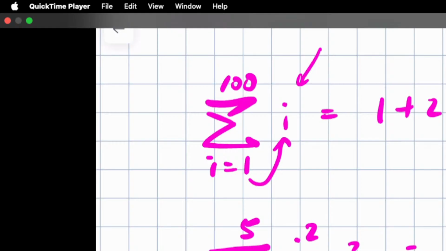Yes. Because using this equation here, c times n.